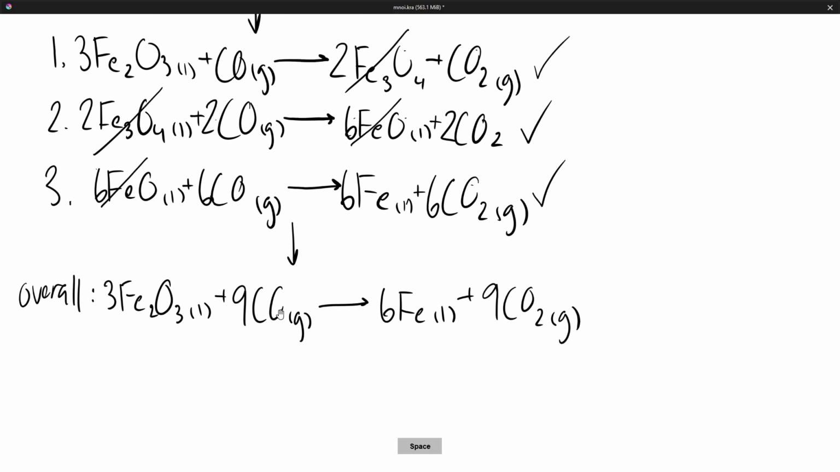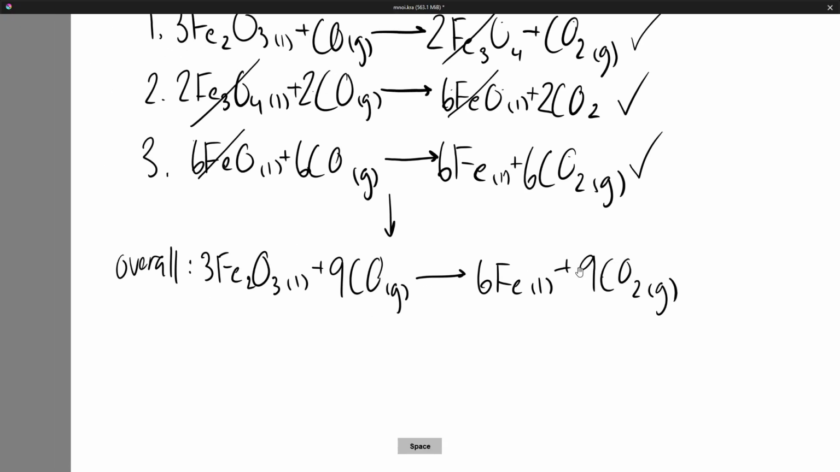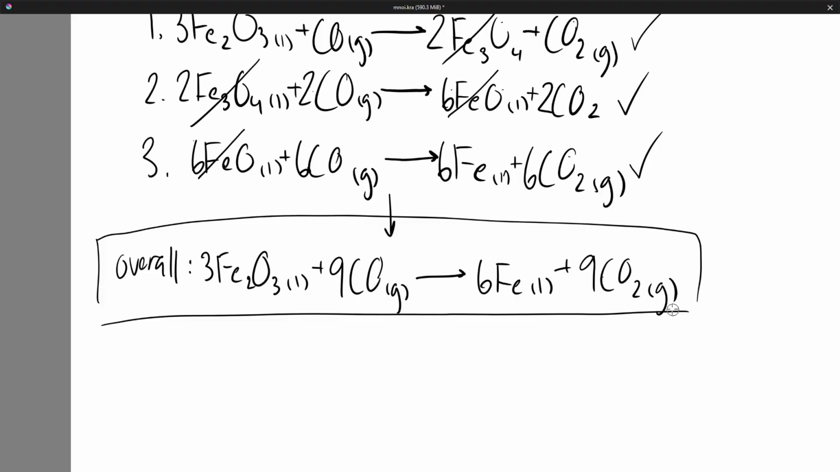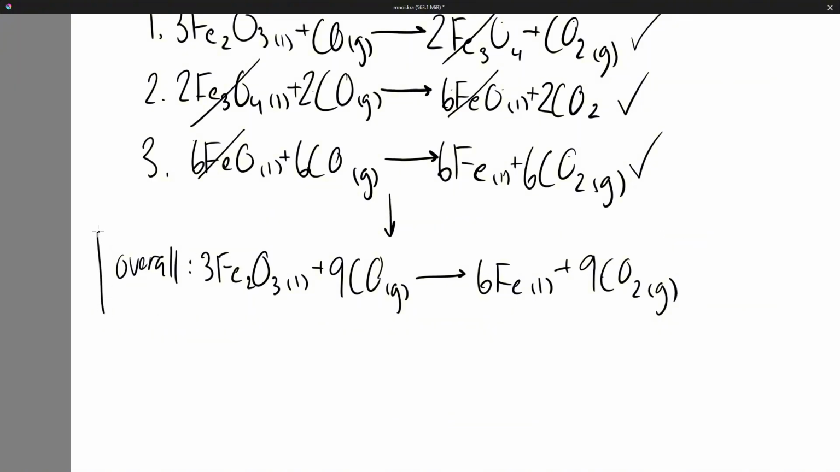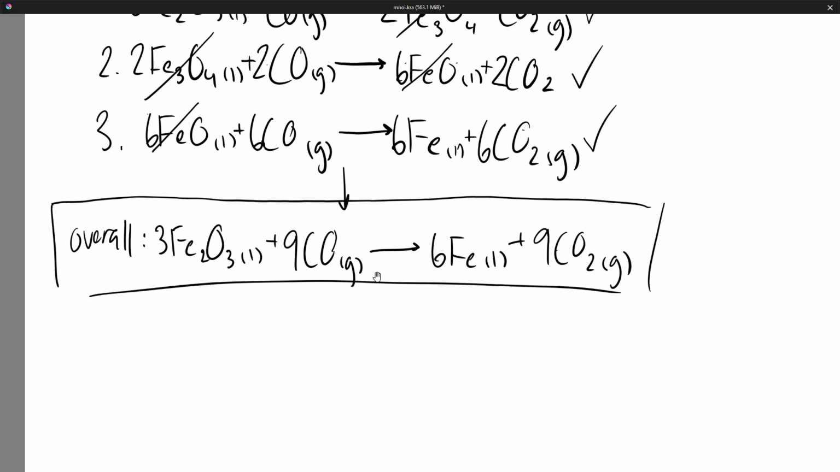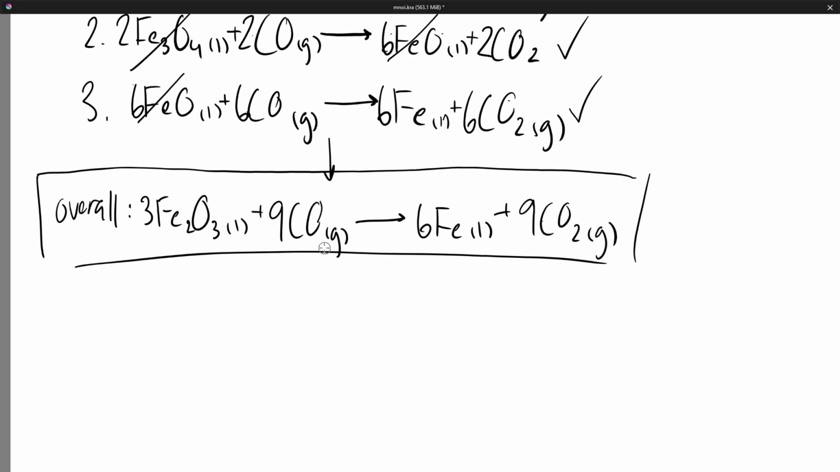And we can check this by just counting what's on both sides. So there's 6 irons here, 6 irons here. 18 oxygens on this side, 18 here, and 9 carbons, 9 carbons. That's good. So this is your balanced overall equation. Okay, so this is what we're gonna use in the next step.